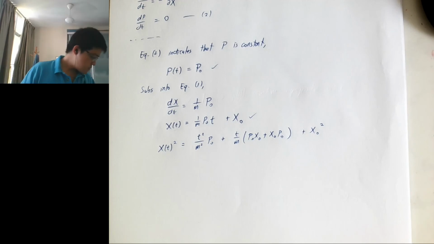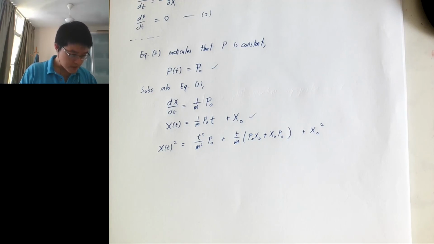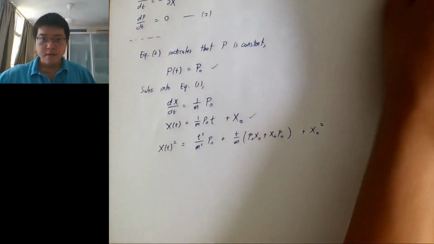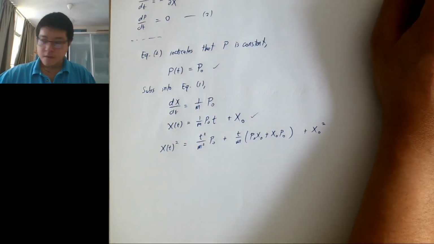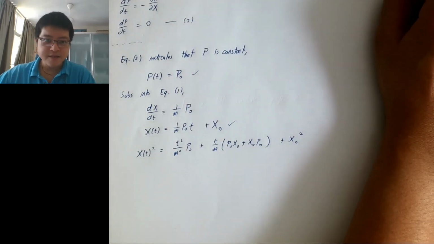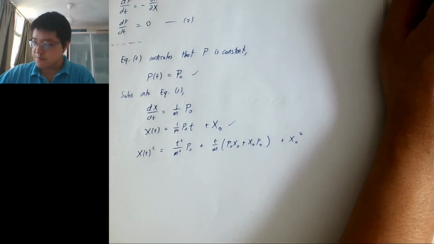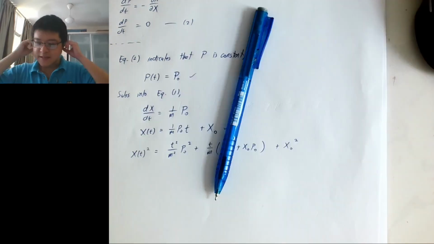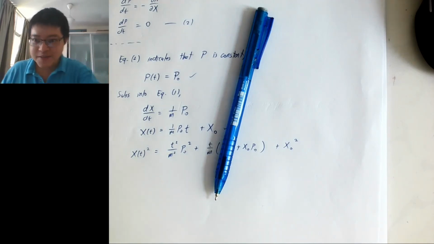Yeah, wait a minute. I realized that there's something wrong in my calculation. P. Wait, let me double check. I think the first P0 term should be square. Yes, correct. There should be a square. And then let me double check something as well. Because if I continue with the mistake, then the mistake will get even worse. Hang on.